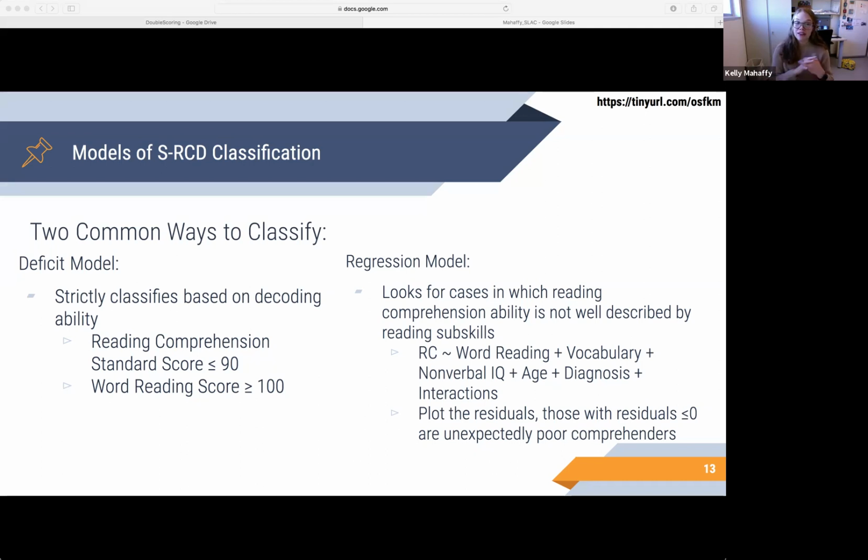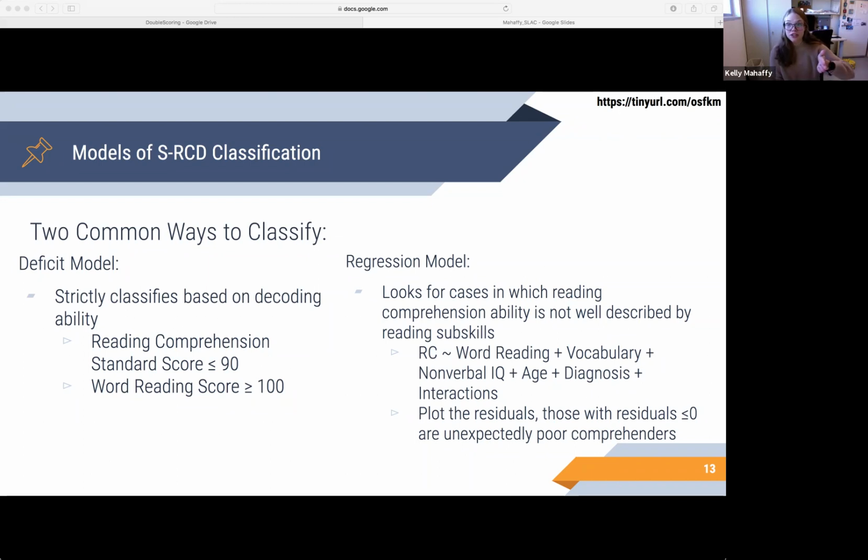The first is the deficit model. The second is the regression model. So in a deficit model, you very strictly classify based on only a few measures. So it really goes back to that definition of specific comprehension deficit as being lower than expected comprehension based on decoding. What this typically looks like is classifying children with reading comprehension standard scores of less than or equal to 90 and word reading standard scores of greater than or equal to 100 as having specific reading comprehension deficit. So for this classification model, it's basically just these two checkboxes.